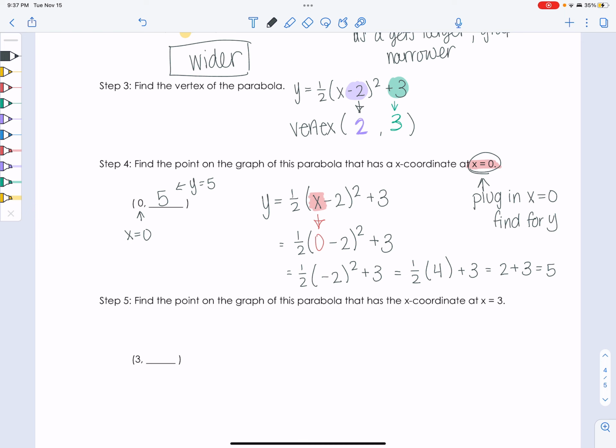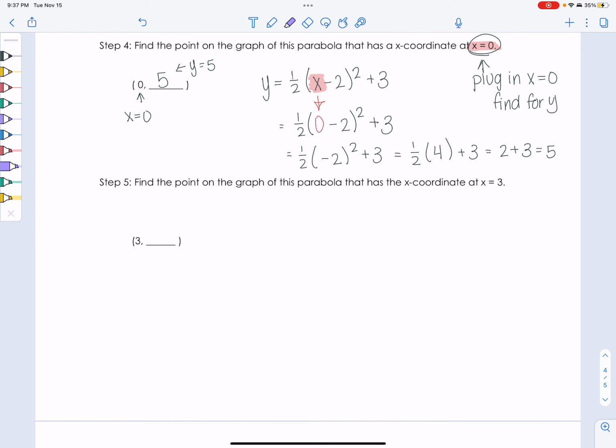And then step 5, I'm going to do the same thing, except now, instead of x equals 0, I want to find x equals 3. So I still have the same equation, y equals 1/2 times (x minus 2) squared plus 3. But instead of 0, I'm now going to replace x with a 3. Going to follow the same exact process. You can type it straight into your calculator, or you can do order of operations.